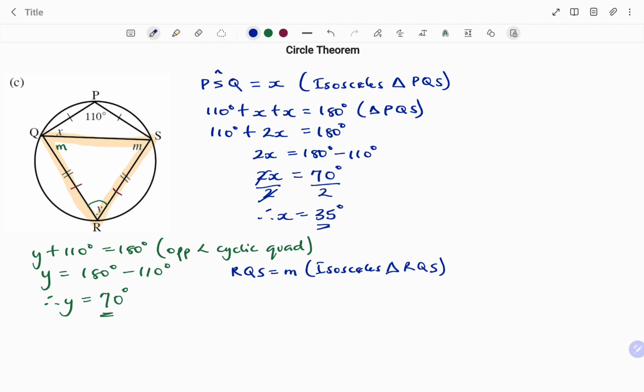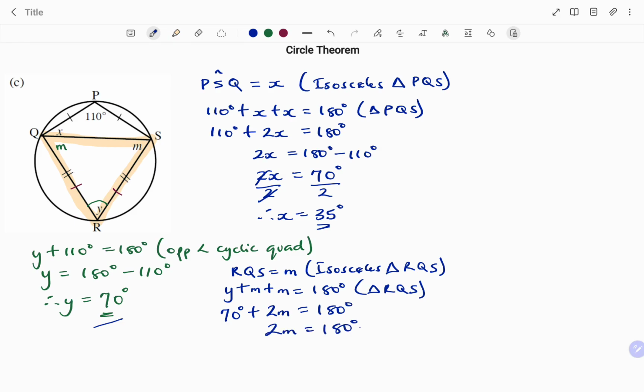So therefore, we know that the sum of angles in a triangle add up to 180. So I have angle y plus m plus m equals 180 degrees. The reason being, sum of angles in a triangle RQS. I have y to be 70 degrees plus m plus m, which is 2m, equals 180 degrees. Taking my 70 to the other side, I have 180 degrees minus 70 degrees, and that will give us 110 degrees. Dividing both sides by 2, the value of m equals 110 degrees divided by 2. That will be 55 degrees.